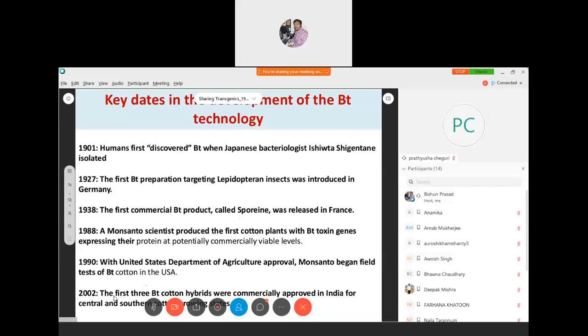And in 2002, the first three Bt cotton hybrids were commercially approved in India for central and southern cotton growing states. So in 2002, you might be remembering, the first Bt cotton hybrids were released in India. So three hybrids were released in India.